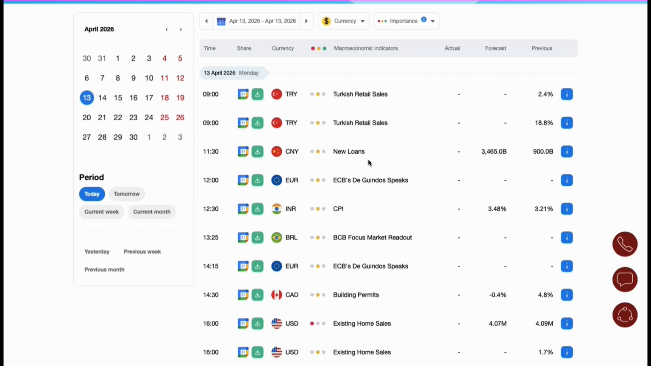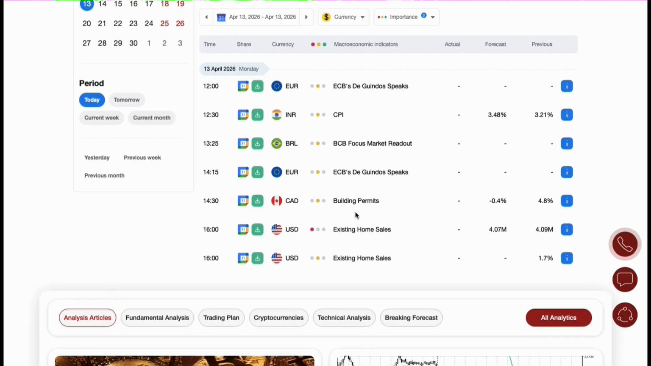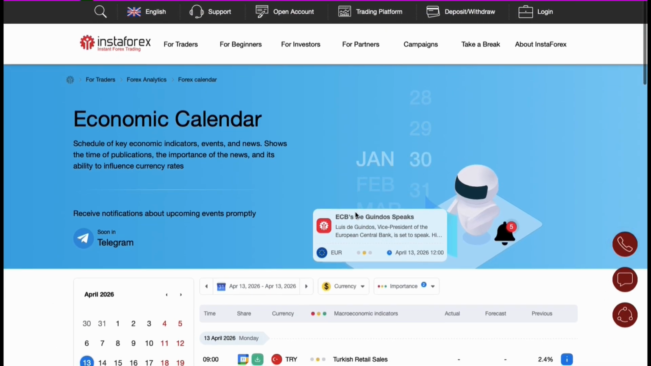At 11:30 we got new loans from China. ECB's de Guindos will give a speech at noon. Then we have data from the Eurozone as well. ECB's de Guindos will give a speech again at 2:15. Building permits data from Canada are scheduled for release at 2:30, and the existing home sales, the highlight of the day, is scheduled for release at 4 o'clock. So, a very easy Monday. Without any further ado, let's switch to the charts.